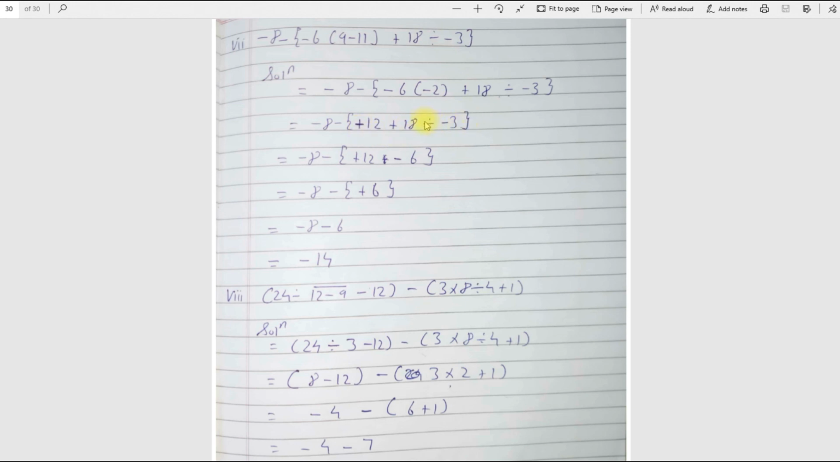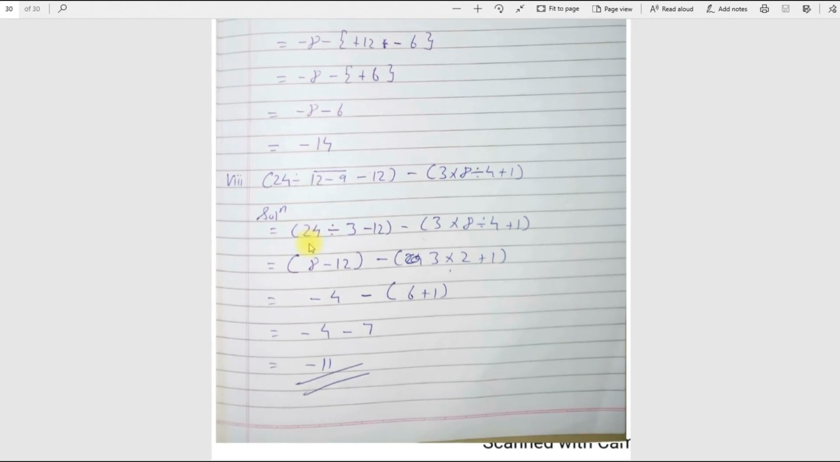So we will solve division first. 18 divided by minus 3 is minus 6, therefore minus 6 over here. Now 12 minus 6 is plus 6, therefore plus 6 over here. Now I'll open the bracket, minus plus gives me minus, therefore minus 6, and minus 8 minus 6 is minus 14. Hope you've understood this sum.